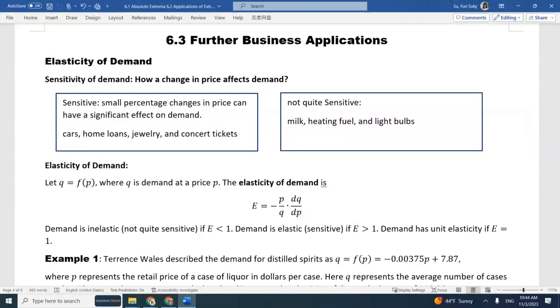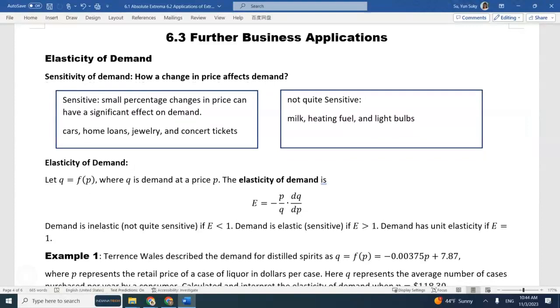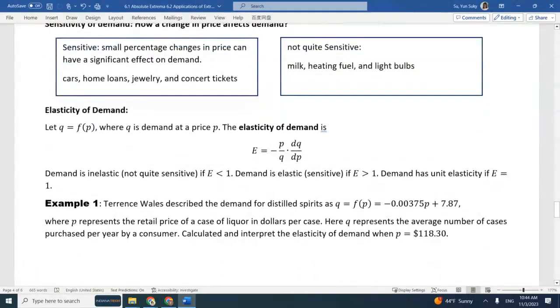Alright, let's look at example 1. Terence Wells described the demand of distilled spirit as Q equals f of P. So this is the function. Demand is a function of price, where P represents the retail price of a case of liquor in dollars per case, and Q represents the average number of cases purchased per year by a consumer. Calculate and interpret the elasticity of demand when P equals $118.3.